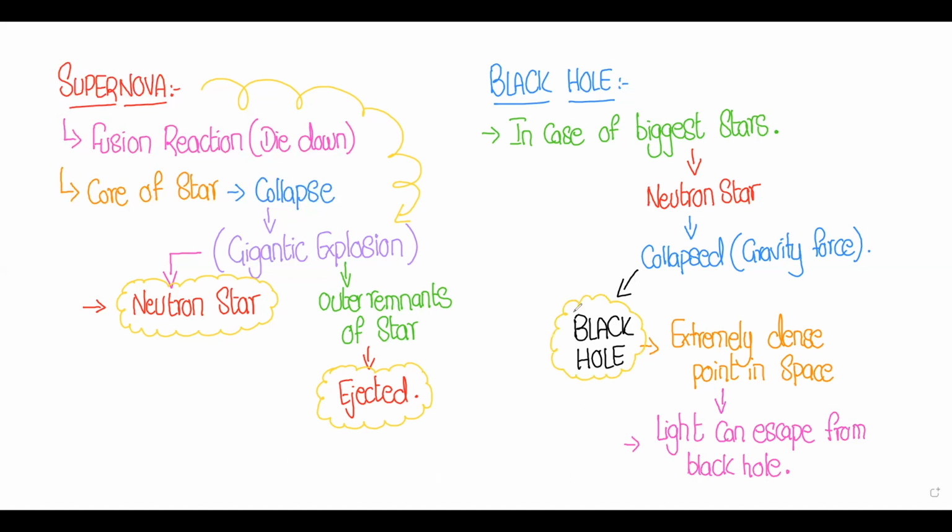So that is the process, or the life cycle, of the whole star that ends up with the black hole, or the white dwarf and the black dwarf at last. So this is the life cycle of a whole star.